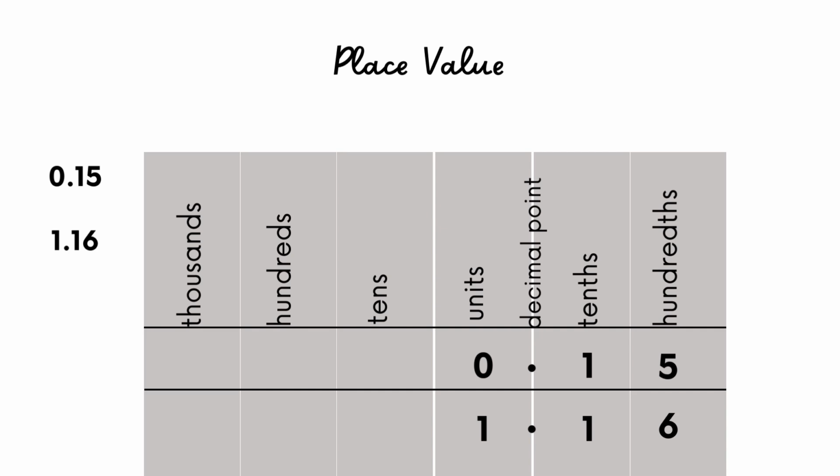So if we have two digits after our decimal point like 0.15 and 1.16, our unit for 0.15 is the number just before the decimal point, which is 0, and then comes the decimal point. Then the number immediately after the decimal point comes under the tenth. The next number comes under the hundredth. So 0.15, 0 is the unit, 1 is the tenth, and 5 is the hundredth. Then for 1.16, the number just before the decimal point, which happens to be 1, is the unit. My tenth is the 1 after the decimal point, and my 6 is the hundredth.